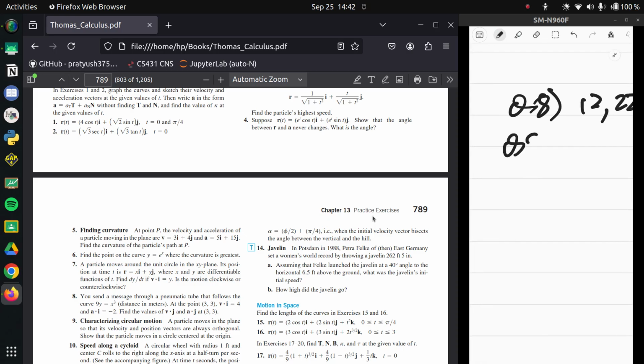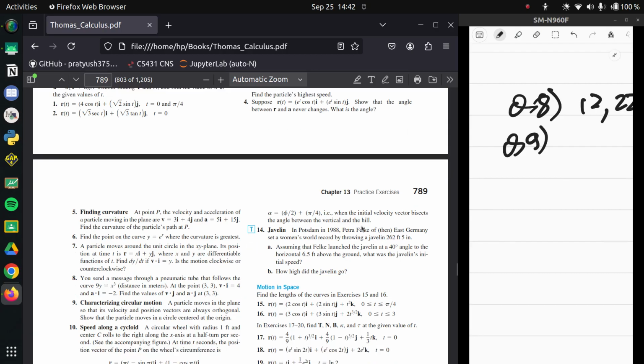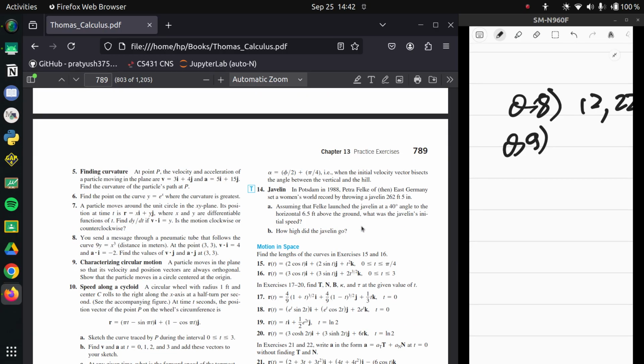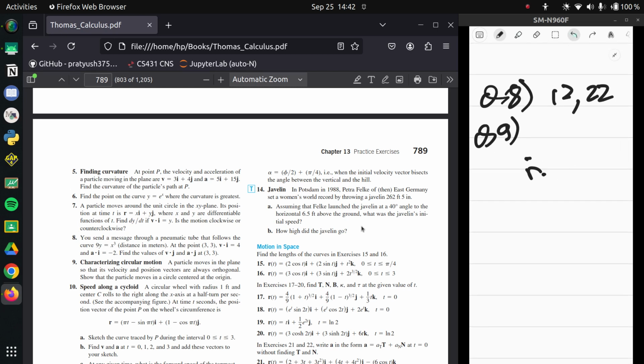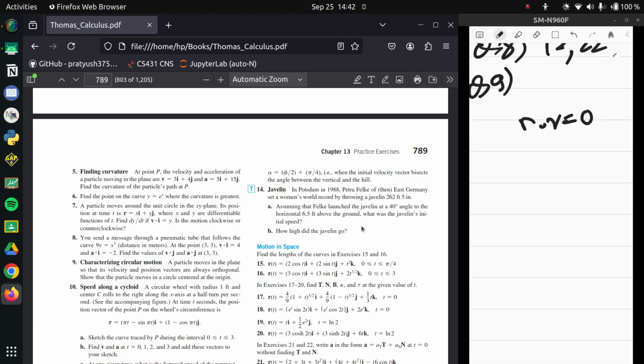Next is question number 9. Let's go. Question 9 is characterizing circular motion. A particle moves in a plane so that its velocity and position vectors are always orthogonal. Show that the particle moves in a circle centered at the origin. Its velocity and position vectors are always orthogonal, so what you have is r dot v is equal to 0. This shouldn't be hard. So come on.